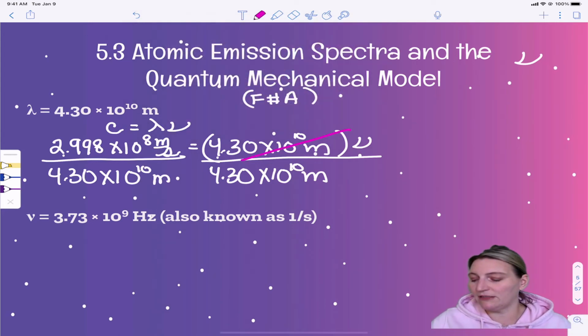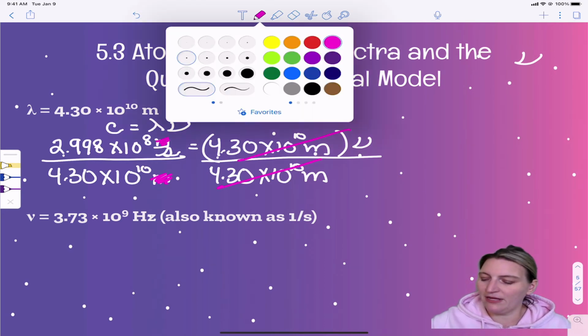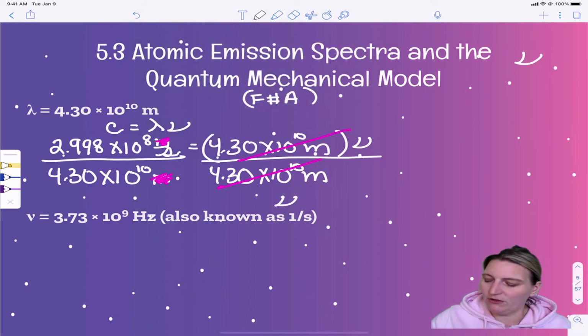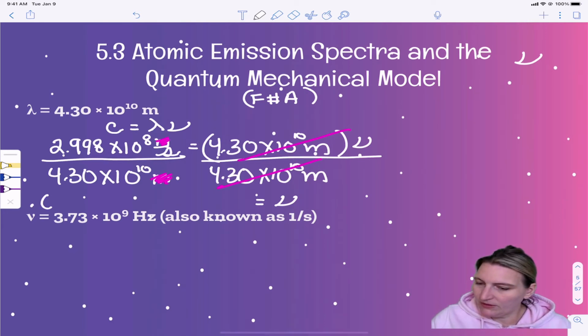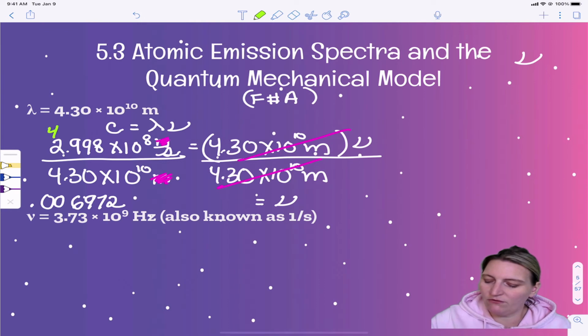On the right-hand side, those two numbers cancel out. On the left-hand side, the meters cancel out. There's a meter in the numerator and a meter in the denominator. Therefore, my answer will be that my frequency is equal to 0.006972. And now I have to choose how I'm going to round this with significant figures.